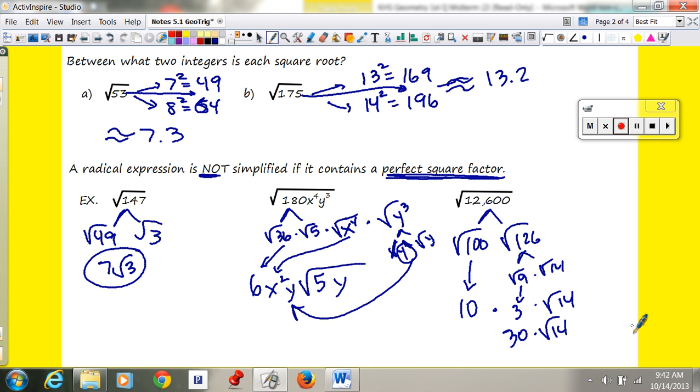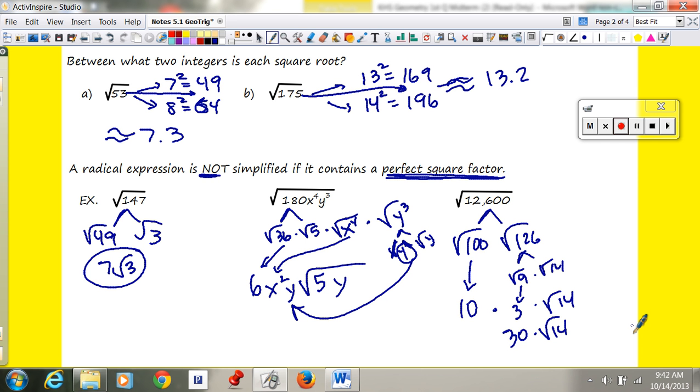30 times 30? 900 could have come out. 900 times 14 would be 12,600. But we'll leave it as, we broke it down a little quicker that way. All right, so that was simplifying.